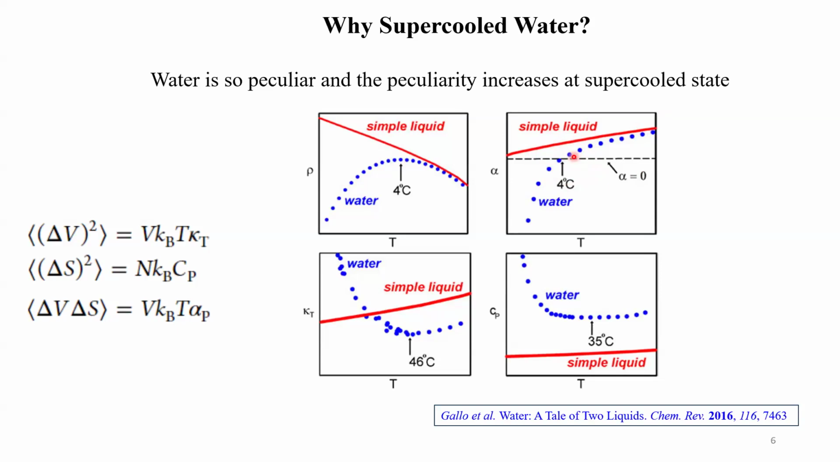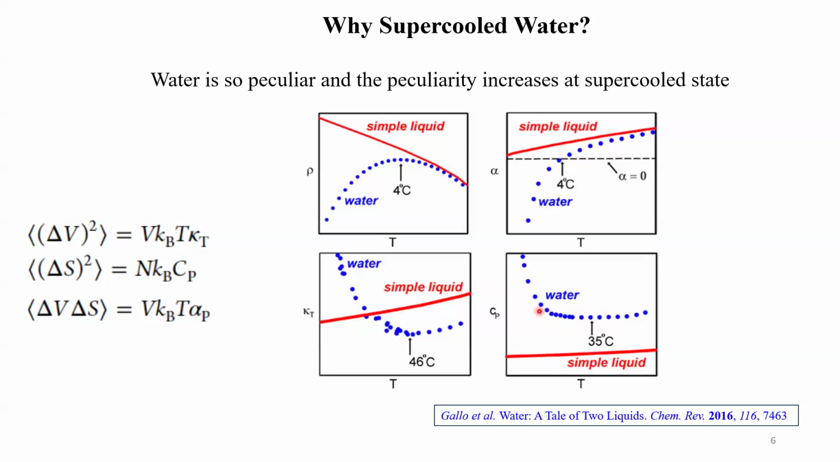So this is the thermal expansion coefficient. With decreasing temperature, volume should decrease. But for water, below 4 degrees Celsius, it happens opposite. The thermal expansion coefficient goes to a negative value. That means with decreasing temperature, volume increases. That is interesting. And similarly, isothermal compressibility. You can see that above 46 degrees Celsius, it behaves almost like simple liquids. But below 46 degrees, it starts increasing and almost shows divergent behavior.